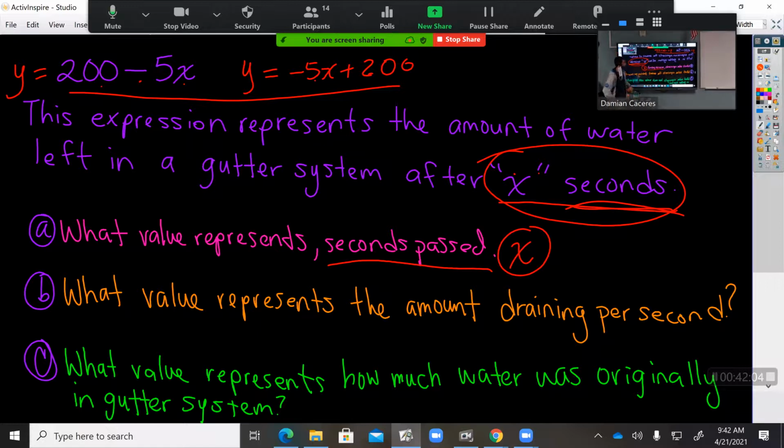Now on the orange example here, what value represents the amount draining per second? Now, what tells you the value? The minus sign. Draining tells you that it has to be the number that's touching the minus, the number that the minus is attached to. So in this case, it'd be 5. Now, this could be 5 ounces. This could be 5 liters. It depends on how big this gutter system is.